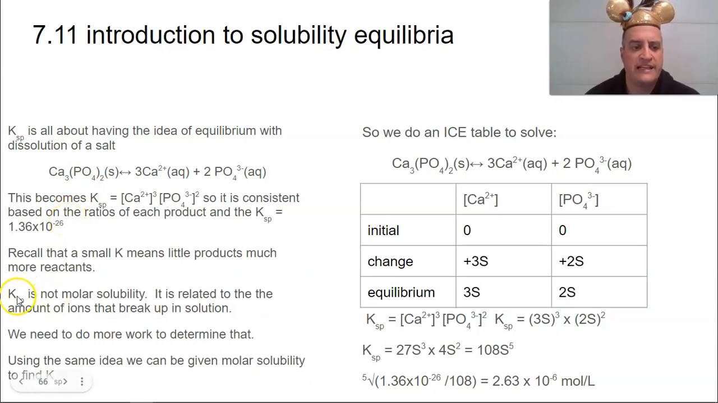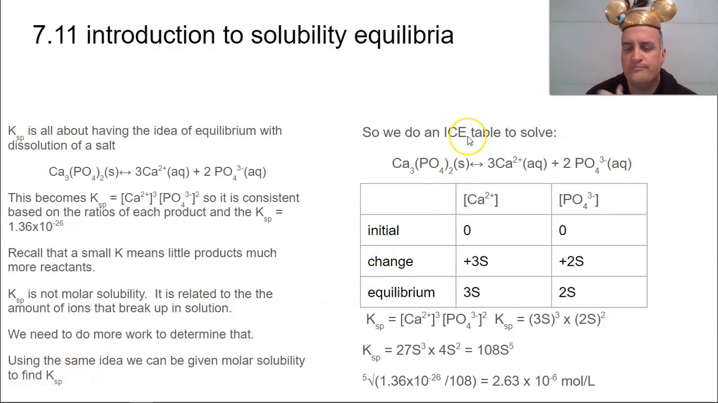Now, the equilibrium solubility is not molar solubility. It is related to the amount of ions that break up in solution. A little more work to determine that. We use the same idea. We can be given molar solubility to find the Ksp. So let's take a look.